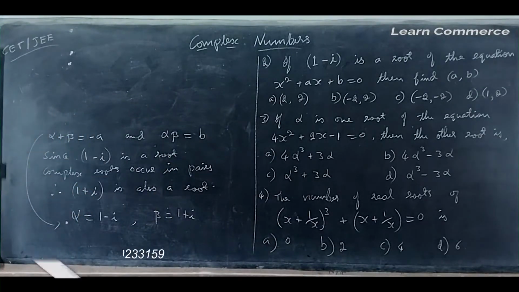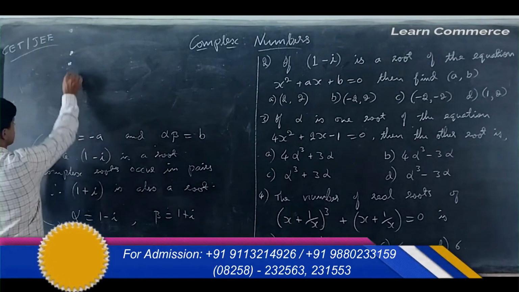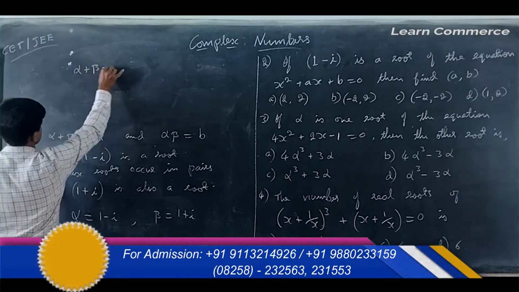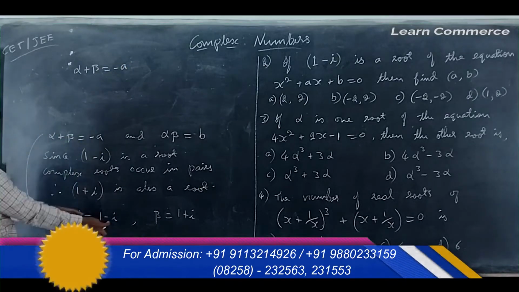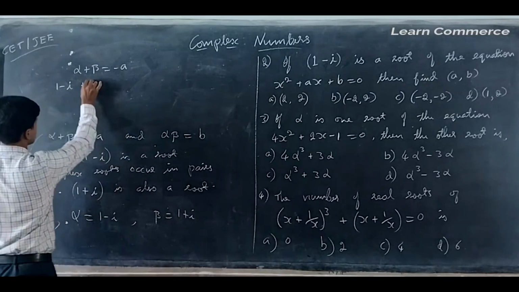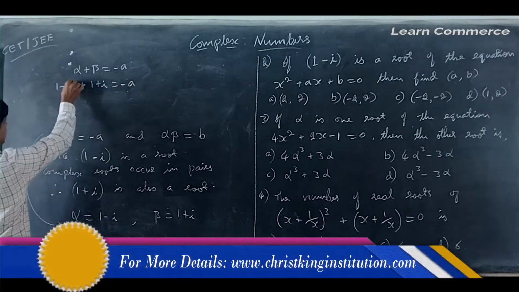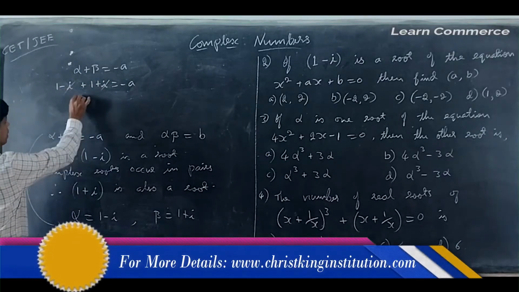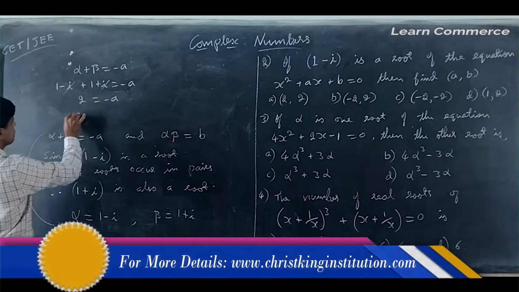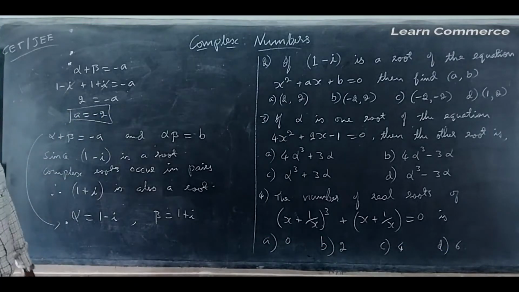Alright, so how do you proceed? You know alpha, you know beta. So with this, alpha plus beta is equal to minus a. I can substitute alpha 1 minus i plus beta 1 plus i, and that's equal to minus a. So here I cancel i, and 2 is equal to minus a, therefore a is equal to minus 2.